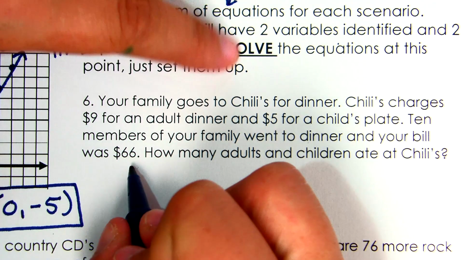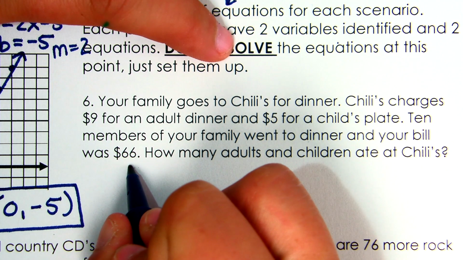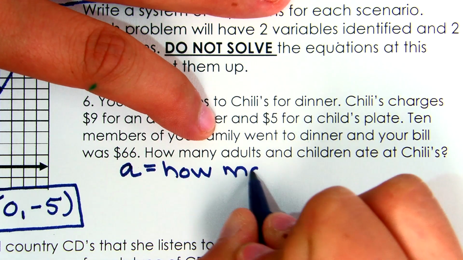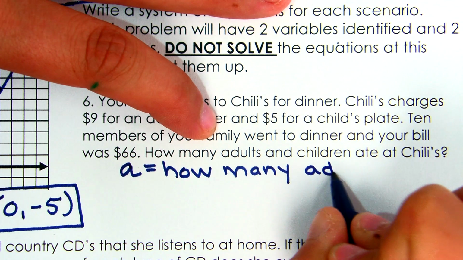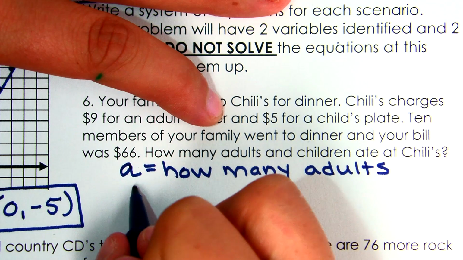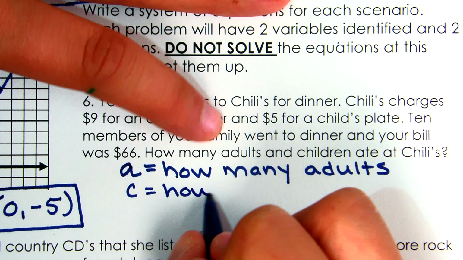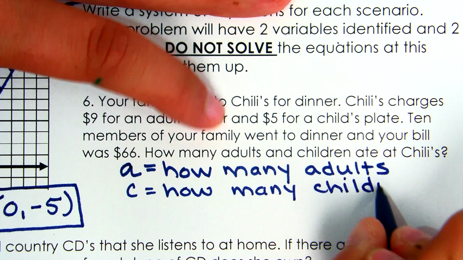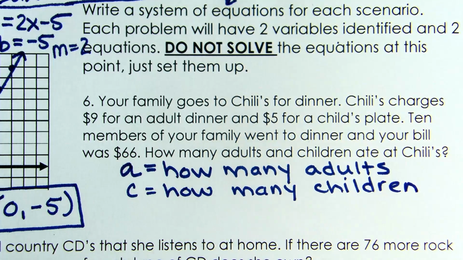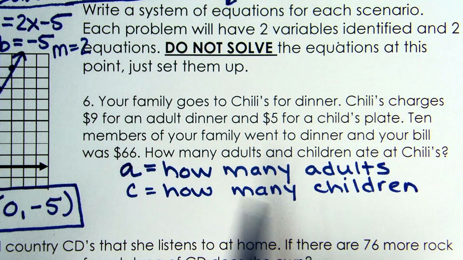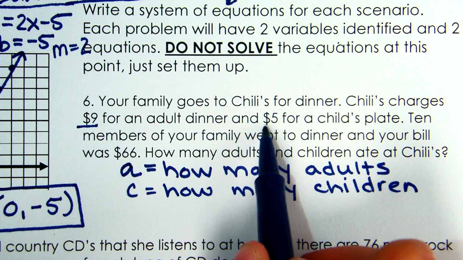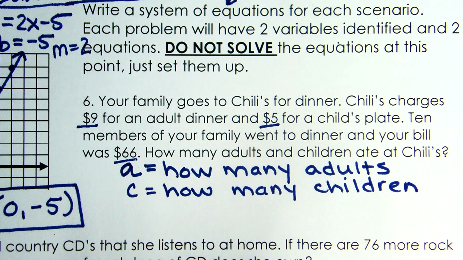So my first variable, I'm going to use A for how many adults. And I'm going to use C for how many children. Now, I need 2 equations. One of my equations, I see that my word problem talks about money. So one of my equations is going to talk about money.